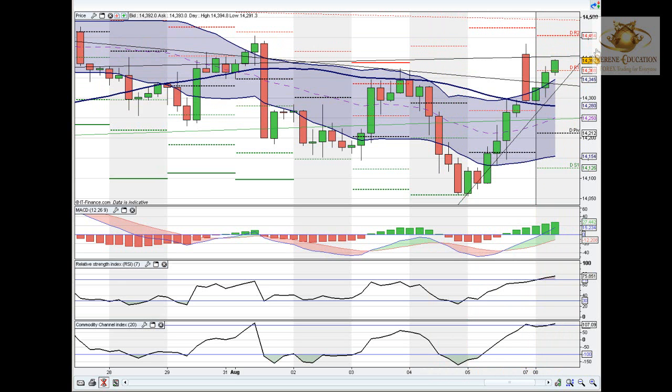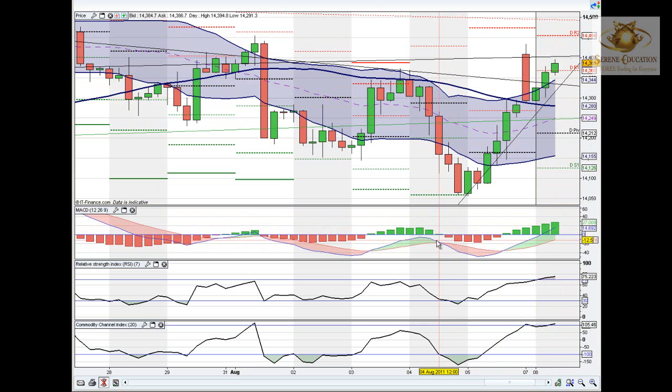Just be aware that relative strength is now overbought, and our CCR indicator is also at a ceiling level. So ideally what we want to see is the CCR coming through that level to give us an indication of a possible change in market sentiment, and we are in an overbought indicator on our relative strength, and you can see MACD is well above the zero line.